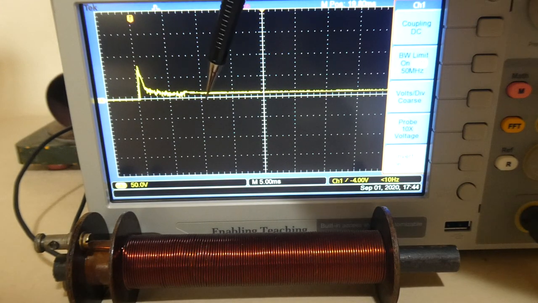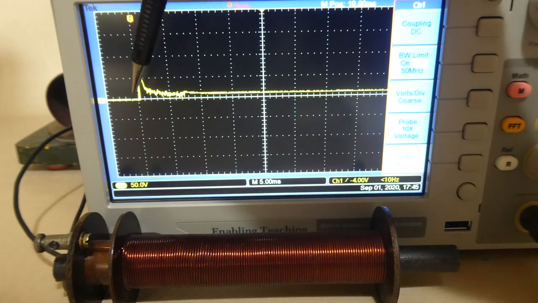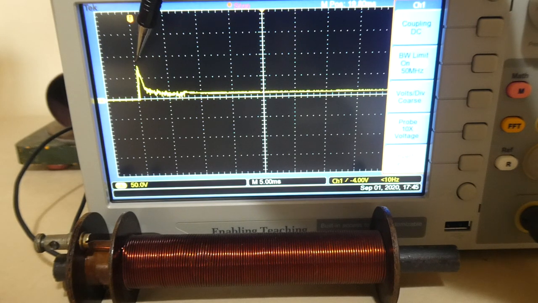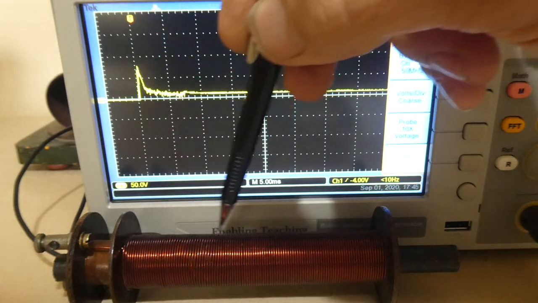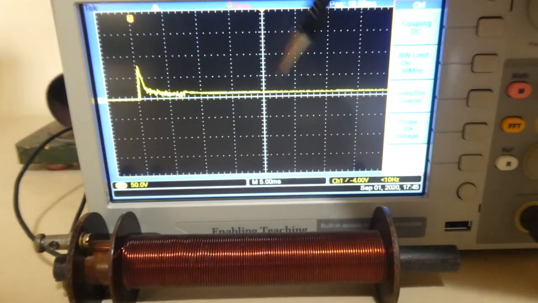We switch on, the voltage should rise to around about 2 volts. It goes well above that. The scope is showing around about 5, 7, 8 volts of peak voltage. Then we see it takes time for the current to form a steady state as the magnetic field takes time to expand around the windings.